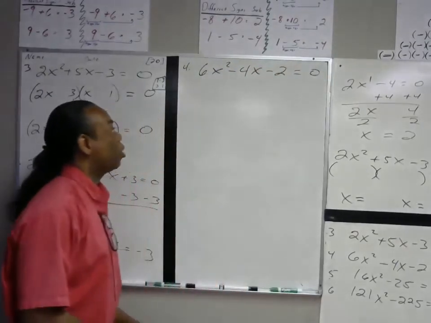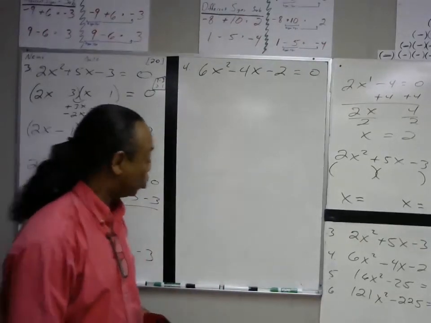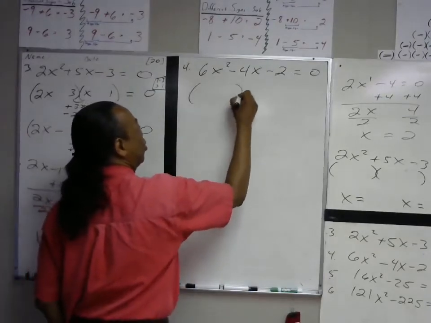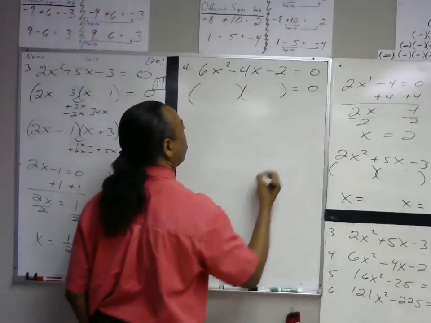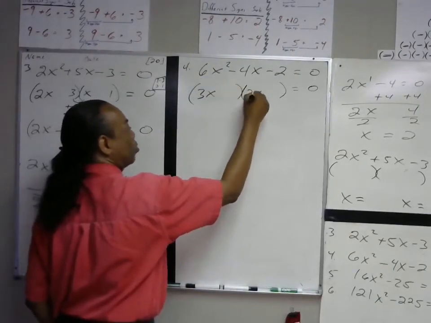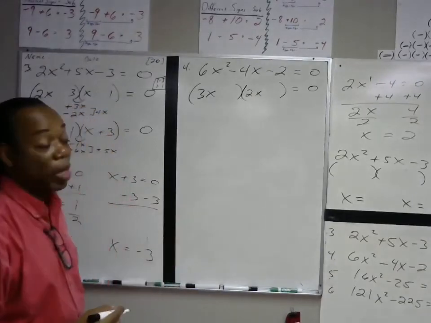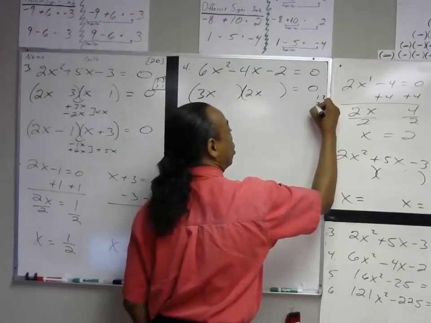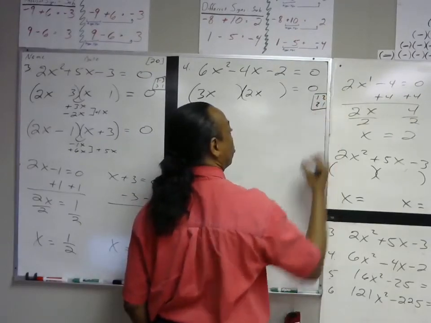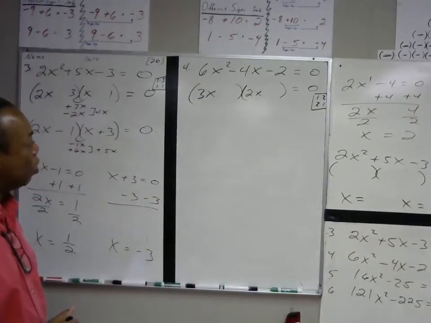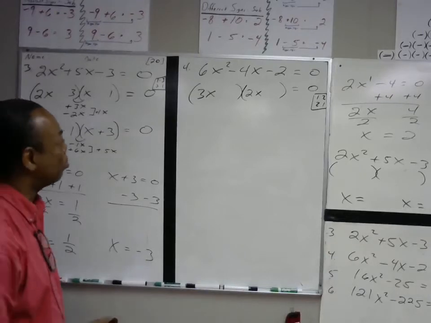Okay, 6x squared minus 4x minus 2 equals 0. Let's factor this into 2 binomials here equals 0. And for 6x squared, I'm going to factor that into 3x times 2x. Now for 2, we have a couple choices. We have 1 times 2 and 2 times 1. Let's try the 2 times 1. Let's see what we get.